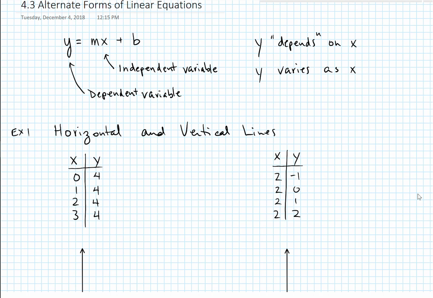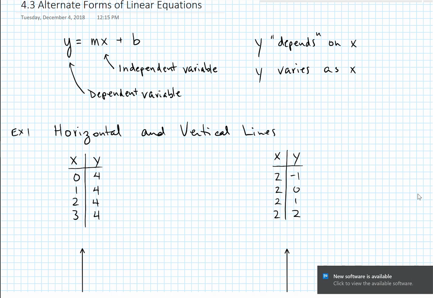So far in Chapter 4, we've been looking at equations of lines in a particular form. That form is sometimes referred to as slope-intercept form, and it's often written as y equals mx plus b. And one thing we haven't talked about is that the y and the x are sometimes referred to as the dependent variable and the independent variable.